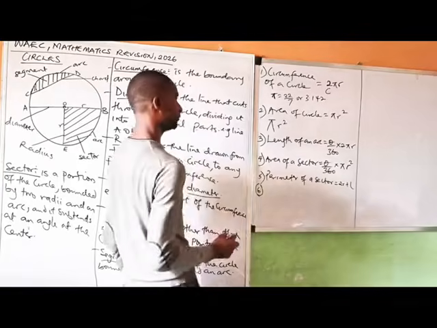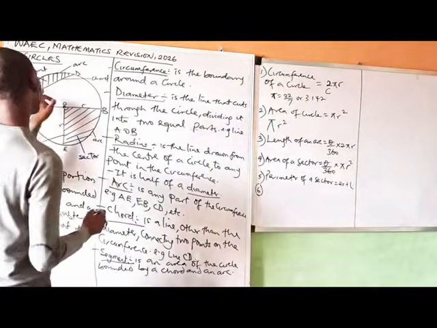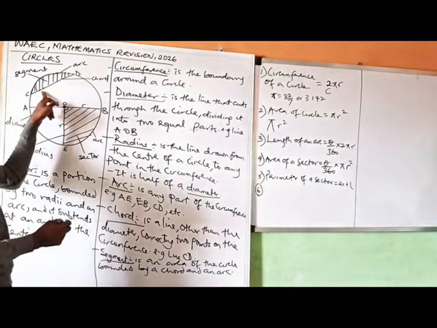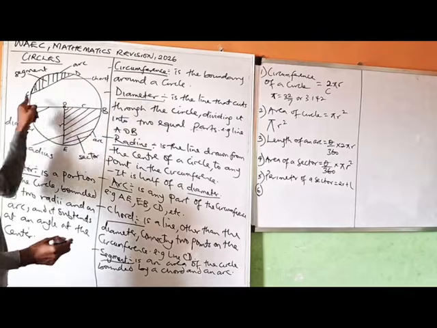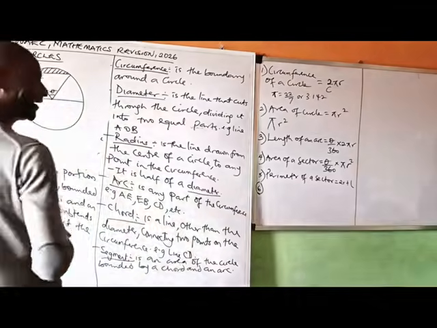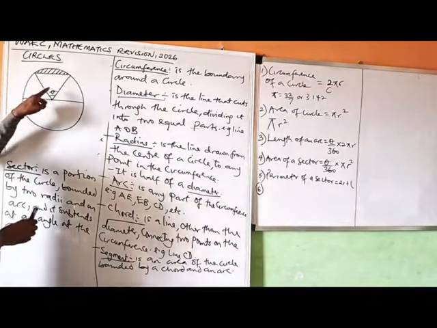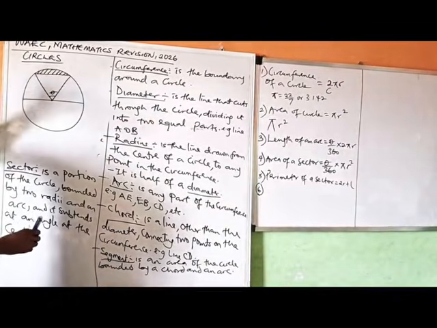Number 6, you could be asked to find the length of a chord. The length of a chord. So how do we find the length of a chord? Next, we want to talk about how to calculate the area of this shaded segment.